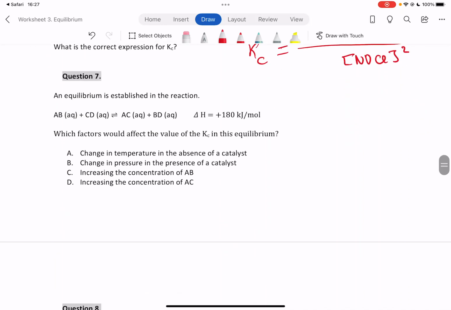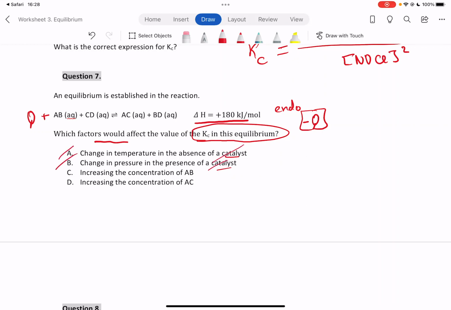Question 7, same kind of question. This time, delta H is plus 180, which means that it is endothermic, and this is minus Q. So for the endothermic reaction, we need to apply energy in, so we should write plus Q on the left side. So which factors would affect the Kc in this equilibrium? It's clear from what we previously said. Catalyst doesn't change anything.